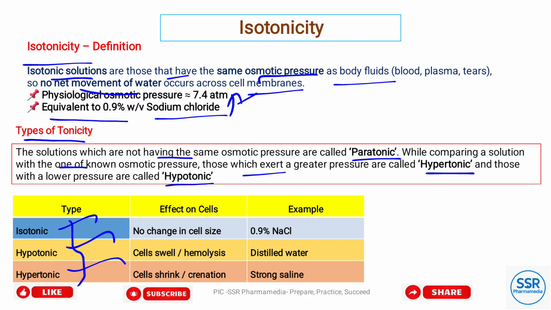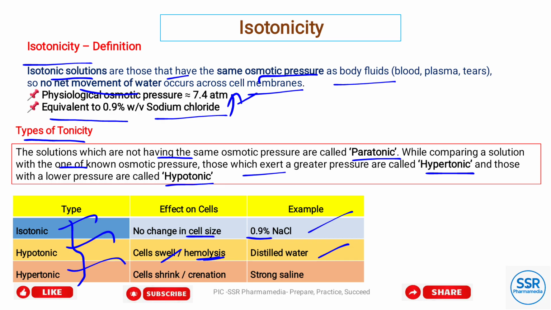Isotonic solution means no change in cell size. For example, 0.9% sodium chloride is called an isotonic solution. Hypotonic means that in hypotonic conditions the cells swell and burst. That means hemolysis occurs due to the bursting of cells. For example, distilled water without ions is considered a hypotonic solution.